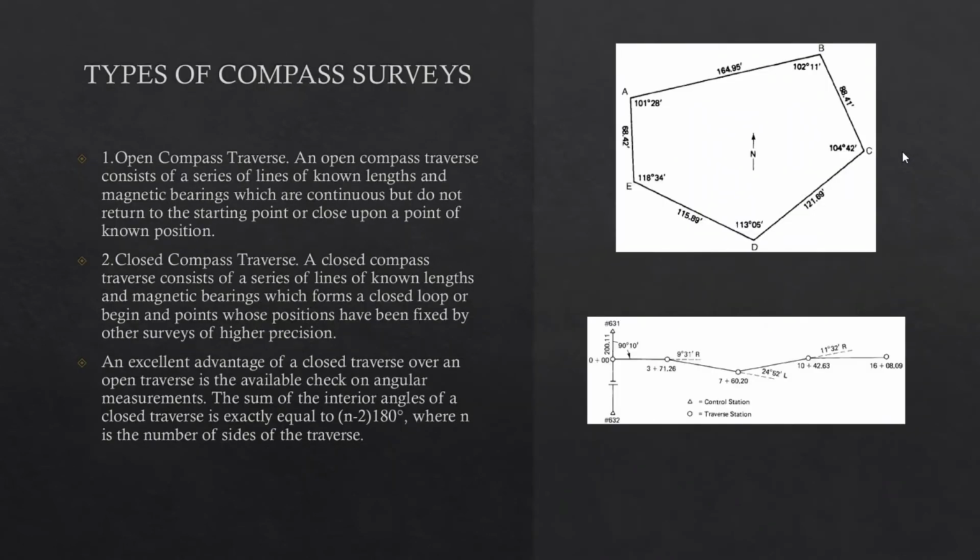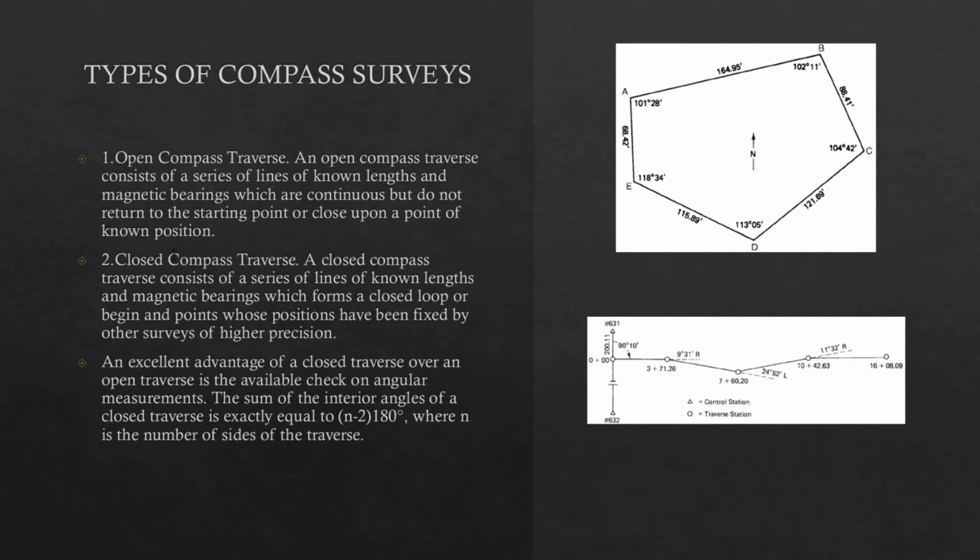Okay, so banggit natin kanina, meron tayong two types of compass survey. So, meron tayong open compass traverse. Okay, so an open compass traverse consists of series of lines of known lengths and magnetic bearing which are continuous but do not return to the starting point or close upon a point of known position. So, ibig sabihin yung last point natin is hindi babalik dun sa first or starting point natin. So, open lang siya.